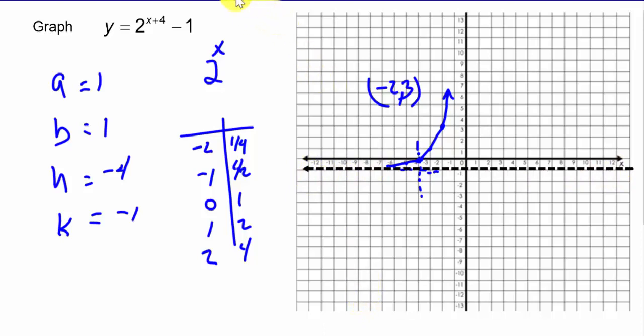Let's go check the point -2, 3. So I put a 3 right here. Say 2 to the -2 plus 4 power. This is 2 squared, which is 4, minus 1, which is 3, checks.